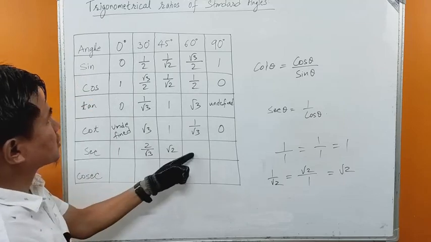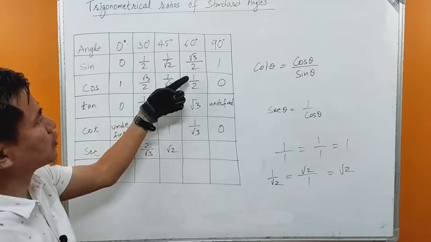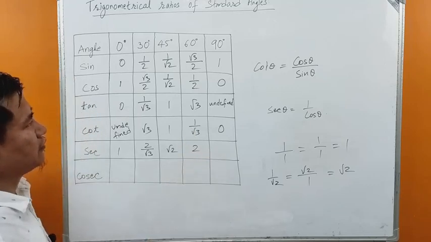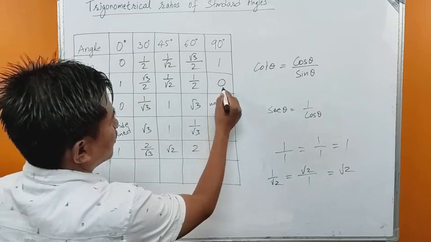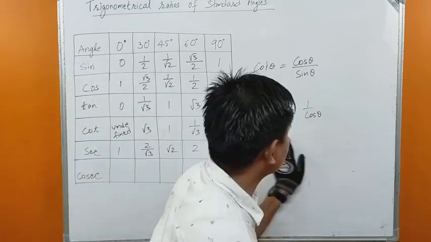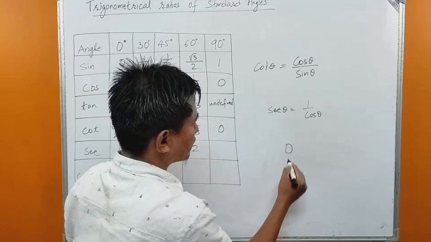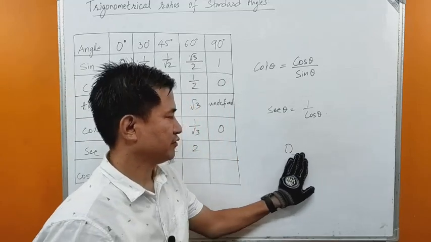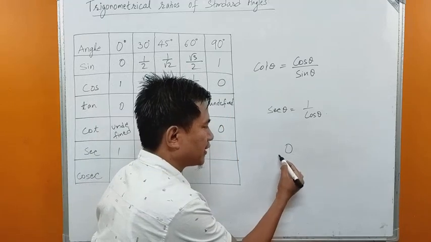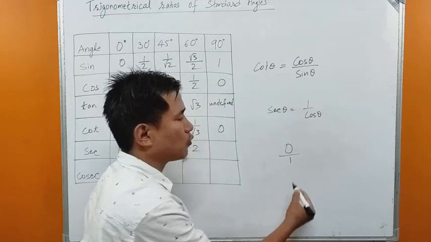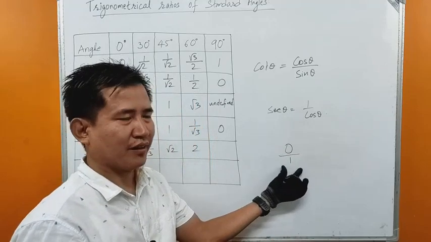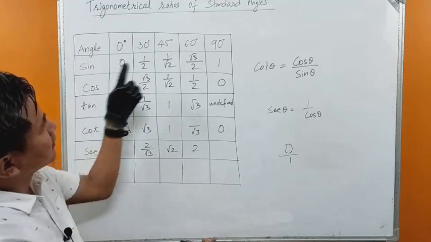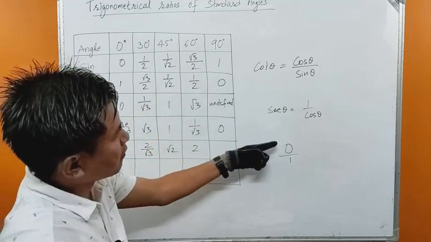Now cos 60 degree. This 2 goes to the numerator, 1 comes down to the denominator. 2 upon 1 means 2. Now this 0, we have 1 in the denominator, isn't it? Whenever we write 0, we must understand that if there is no number in the denominator, 1 is in the denominator, never 0. 0 upon 1. So cos 90 degree is 0, means 0 upon 1.